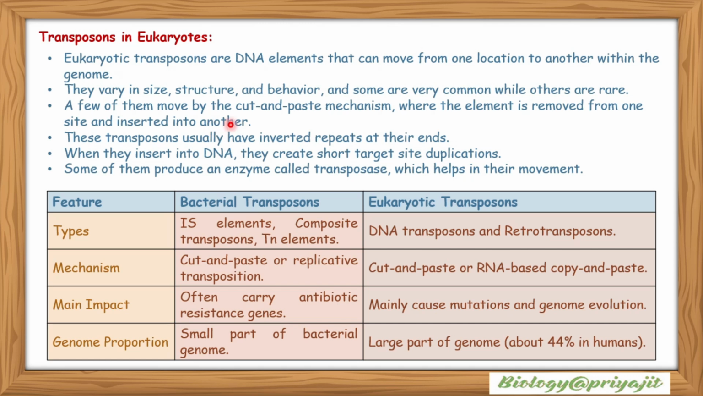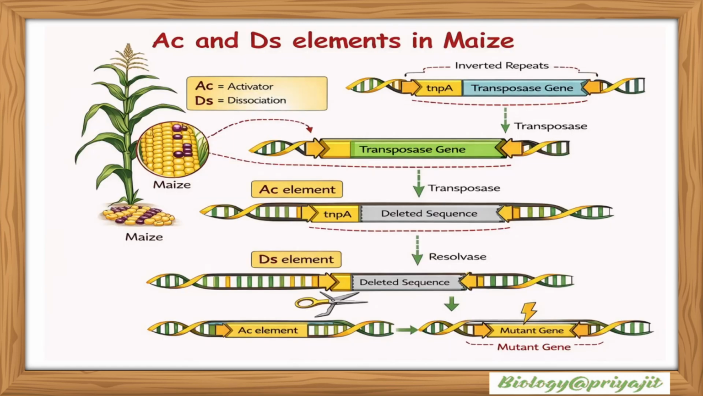A few of them move by a cut and paste mechanism, where the element is removed from one site and inserted into another. These transposons usually have inverted repeats at their ends. When they insert into DNA, they create short target site duplications. Some of them produce an enzyme called transposase, which helps in their movement. So these are the differences between bacterial transposon and eukaryotic transposon. This is the diagram showing Ac and Ds elements in maize.